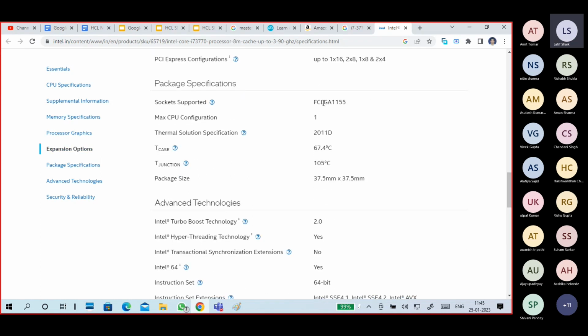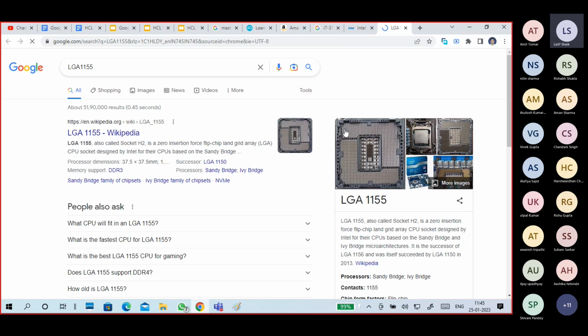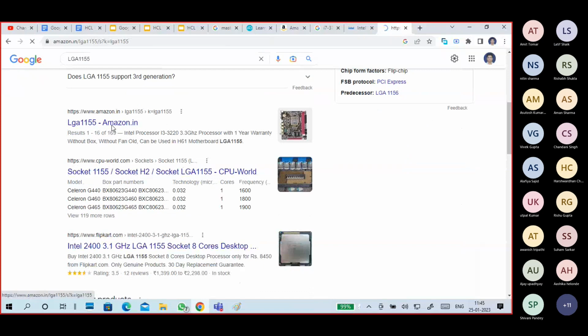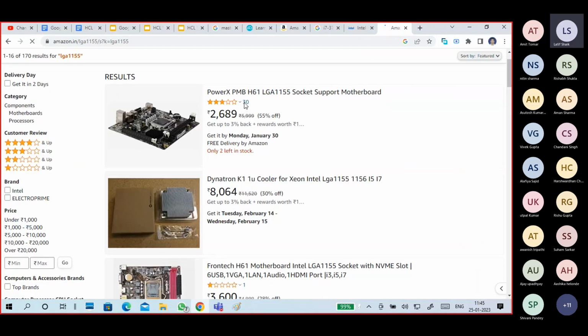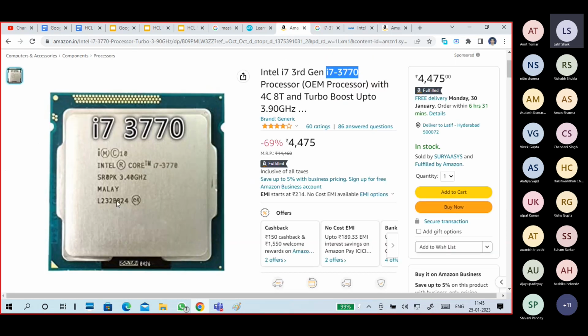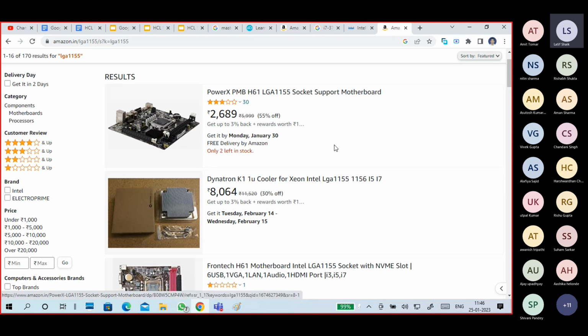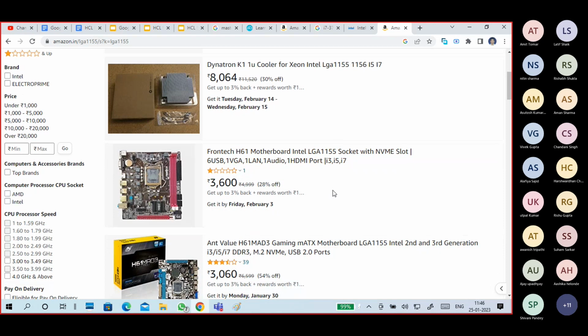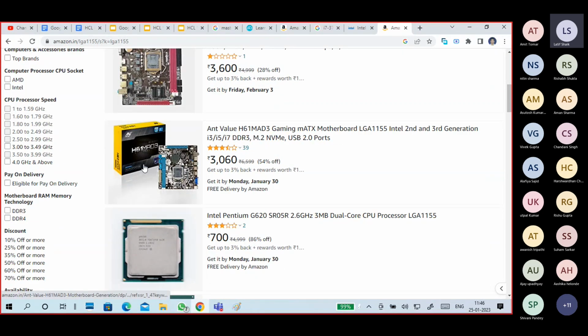Okay, this is the LGA 1155. LGA 1155 means which type of motherboard it will support. So this is an LGA 1155 based motherboard. If you want to buy this processor, you have to buy this kind of motherboard. The motherboard should have 1155. For example, I have a motherboard that is 1156, it does not support. This motherboard only it will support.